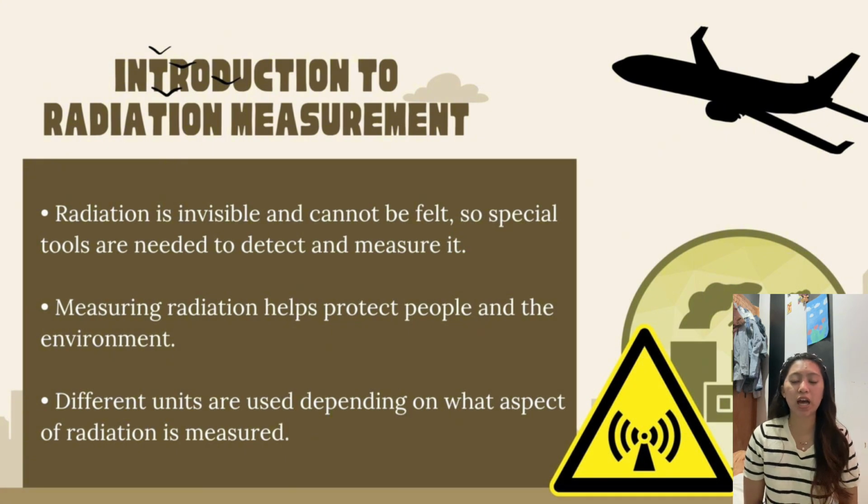Measuring radiation helps protect people and the environment. Measuring radiation kay importante kaayo tungod kay it helps people and the environment through measuring. We can know if the radiation level is safe or dangerous. Different units are used depending on what aspect of radiation is measured. There are also different units used in radiation measurement. Depende kung unsa nga aspect ang atong gusto, like kung pila ka energy or pila ka exposure ang ato i-detect. Mao na ang atong tun-an karong adlaw.